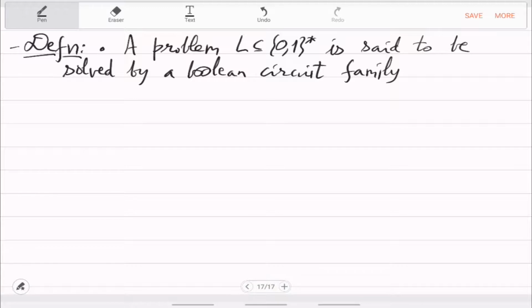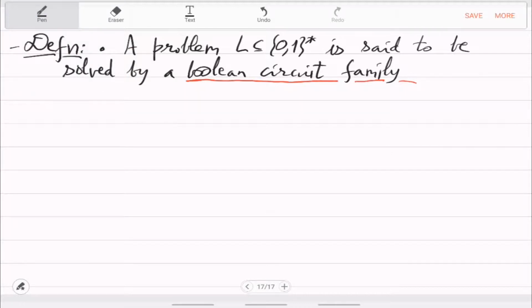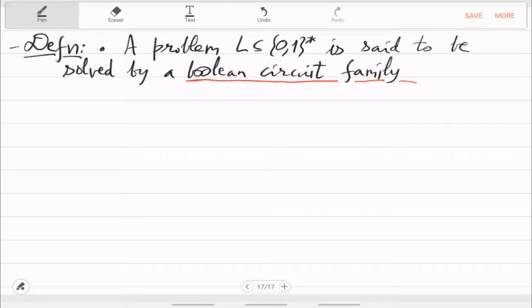So in the case of Turing machine, we said that a Turing machine exists which solves the problem. Here we have to talk about Boolean circuits, and there will be one circuit for every input size n. So it will actually be not one circuit but infinitely many circuits, one for every n. So it's actually a Boolean circuit family, and we are defining solved. What is the meaning of solution?